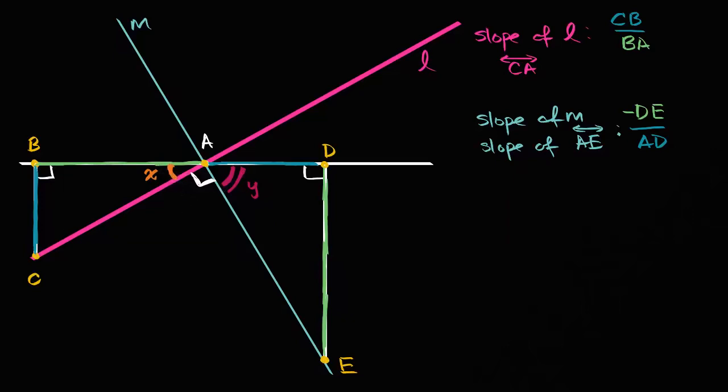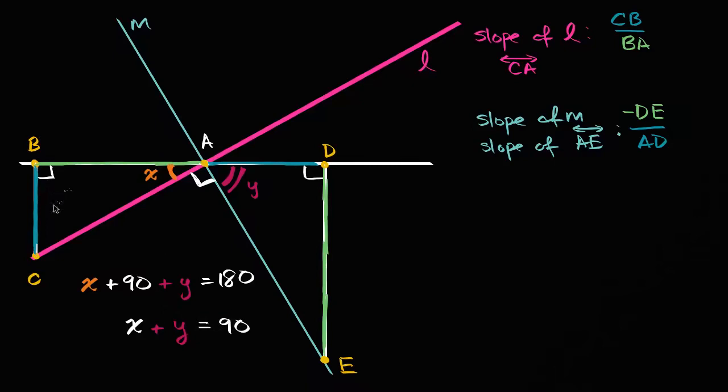So I could write that x plus 90 plus y is going to be equal to 180 degrees. If you want, you could subtract 90 from both sides of that, and you could say, look, x plus y is going to be equal to 90 degrees. These are algebraically equivalent statements.